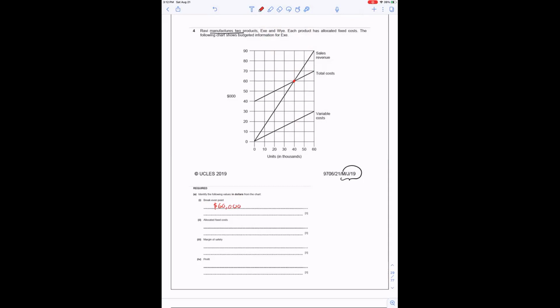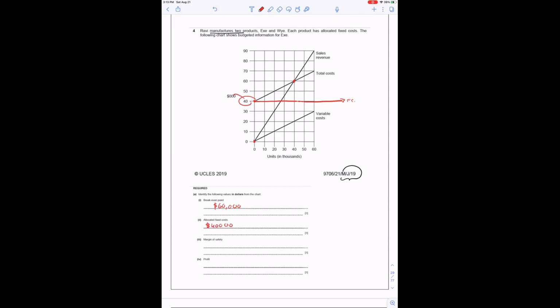Allocated fixed costs. Variable cost, if I produce 0 units, my variable cost will be 0. But my total cost at 0 units, if you see, at 0 units, my total cost is 40,000. That means, even if I do not produce anything, I am going to incur a cost of 40,000. $40,000 is my allocated fixed cost.